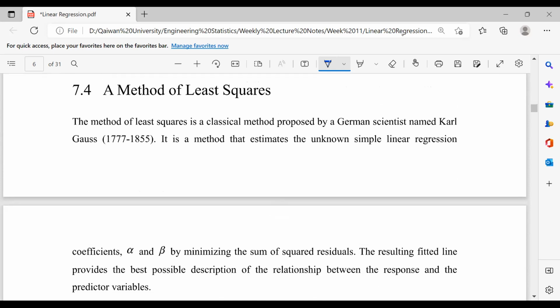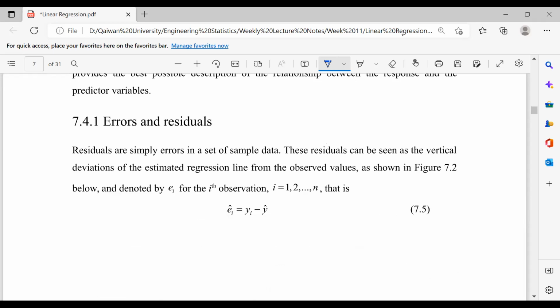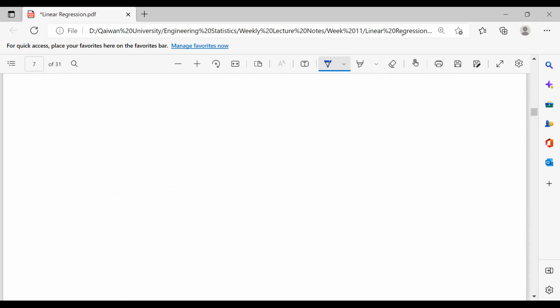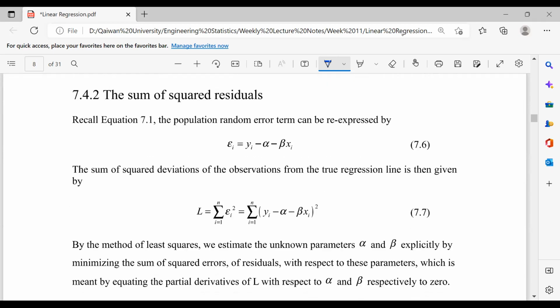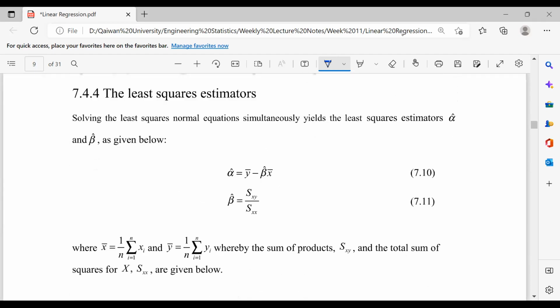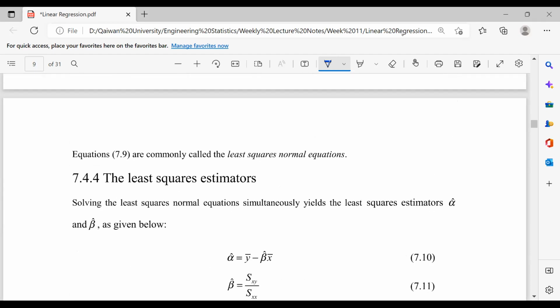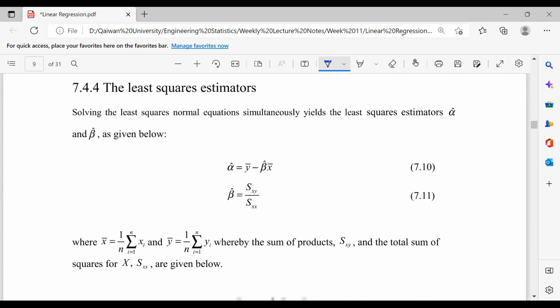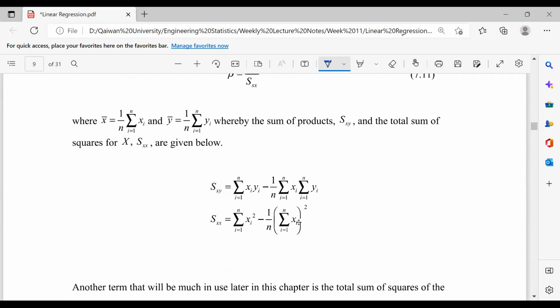Okay. We now have the method of least squares. We use least squares for finding alpha and beta, beta hat and alpha hat. These are the derivation of the rules. It's not required from you. Only these are required from you.